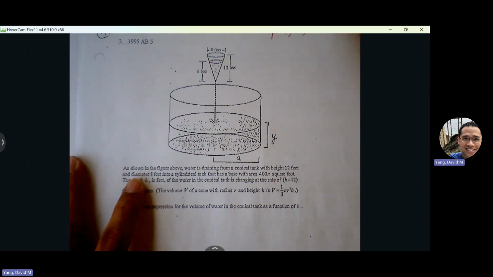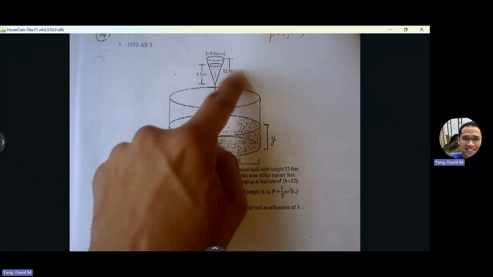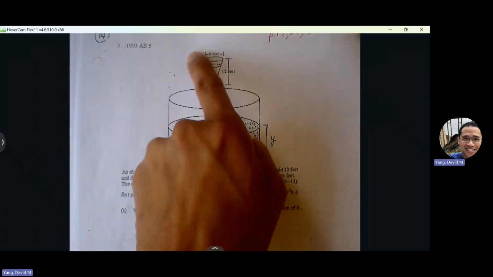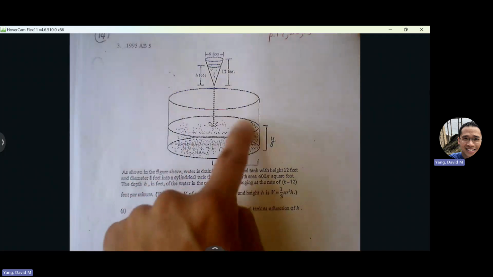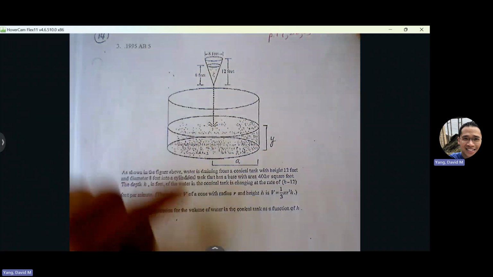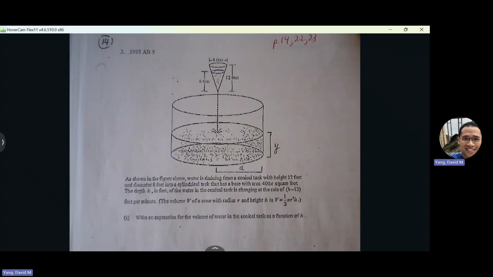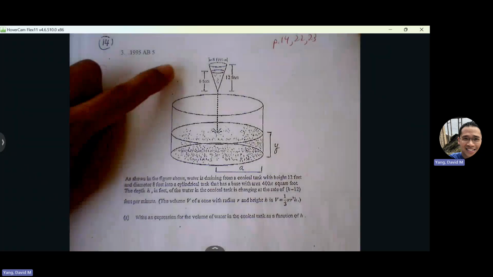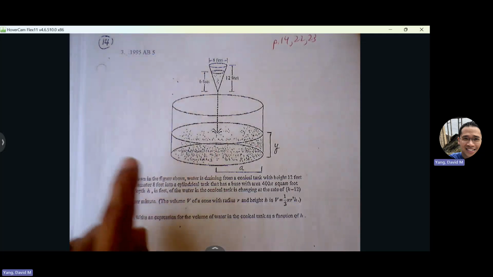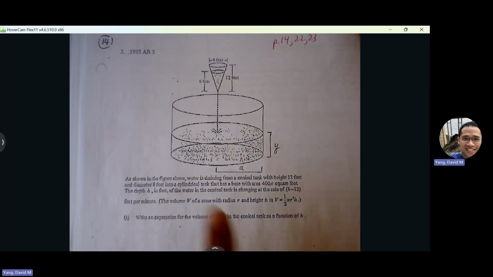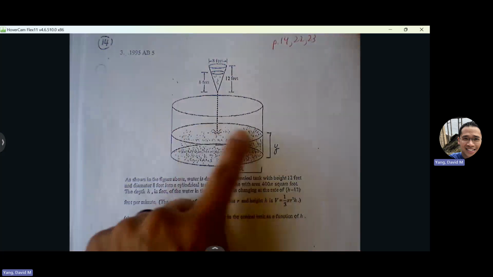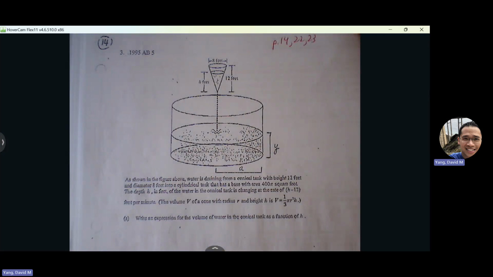Okay, so this problem looks like a lot, but it's kind of broken down into parts here. So you're just focused on the cone for part A. And then when you get to part C, then you can worry about the cylinder. So let's read the problem here. We have water draining from a cone tank. The dimensions are provided here, 12 feet tall, diameter is 8 feet. And the water is draining into a cylindrical tank with an area of 400 square feet.